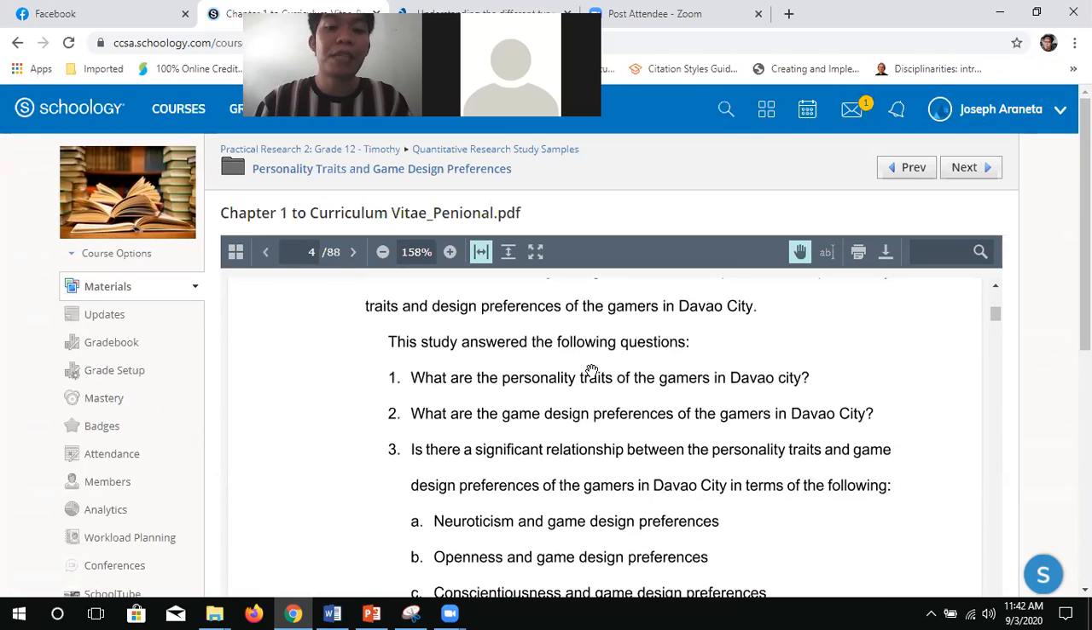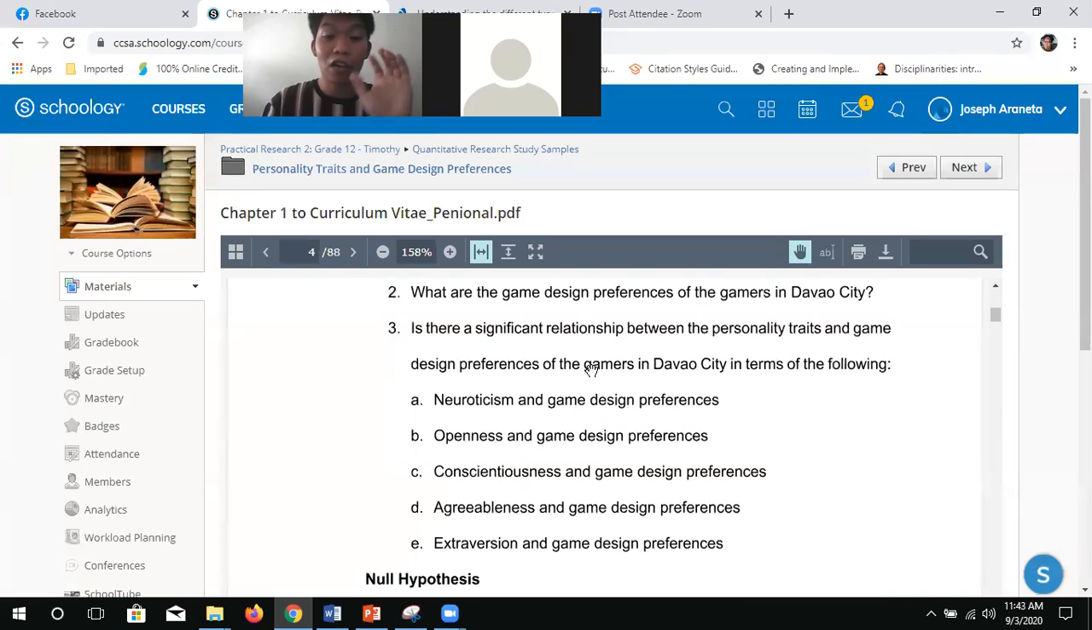Personality traits and game design preferences of gamers in Davao City. So this study is trying to determine if there's a significant relationship between the personality traits and game design preferences. Meaning, if the personality traits can affect the game design preferences of gamers. So before you come up with that question, you need to determine first, what are the personality traits of the gamers in Davao City? What are the game design preferences of the gamers in Davao City? And then, you correlate them.